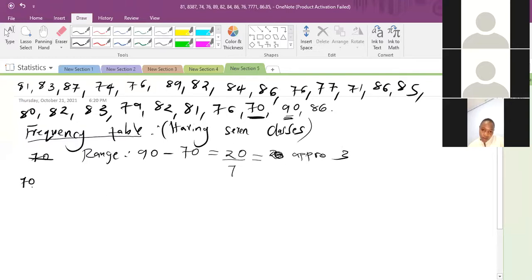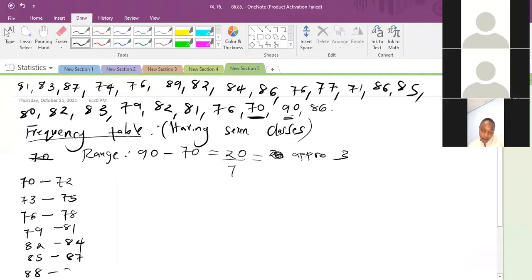So let's say if I take 70, I will take 70, 71, and 72. So it will be from 70 to 72. Then I take 73, 74, 75, so I move all the way to 75, then 76, 77, 78, and so on. So from 79, we go all the way to 81. Then from 82, we go all the way to 84. Then 85, we go all the way to 87. Then 88, we go all the way to 90.